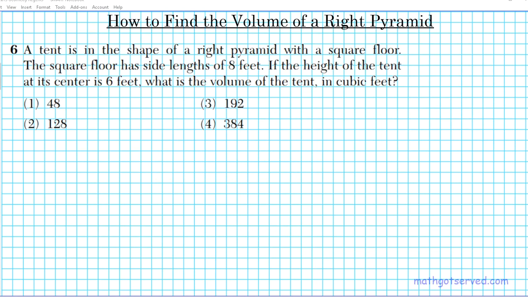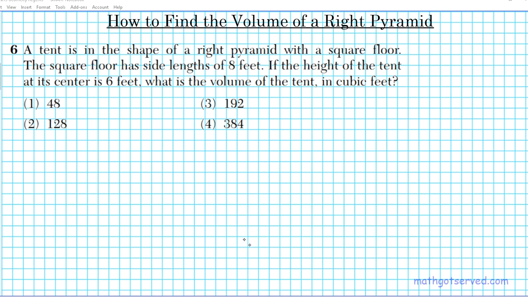Alright, let's take a look at question number 6. In question 6, we're being assessed on how to find the volume of a right pyramid. Question 6 reads, a tent is in the shape of a right pyramid with a square floor. The square floor has side lengths of 8 feet. If the height of the tent at its center is 6 feet, what is the volume of the tent in cubic feet?